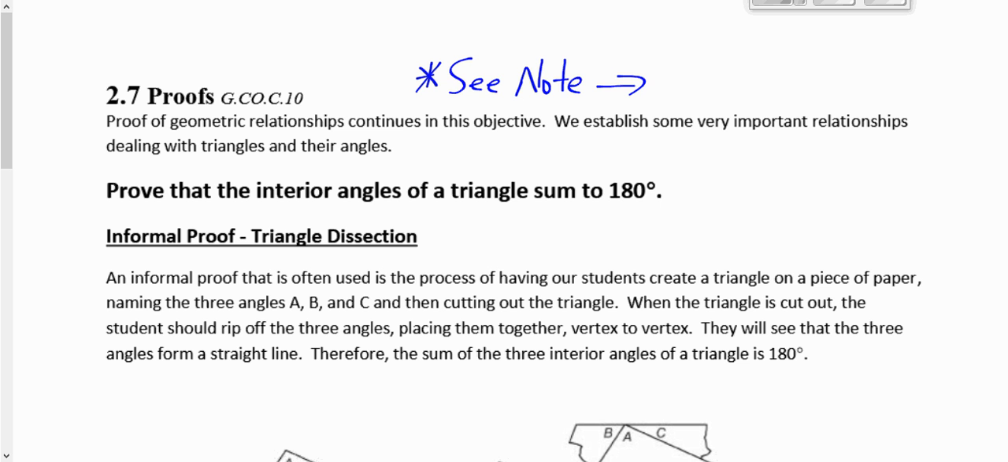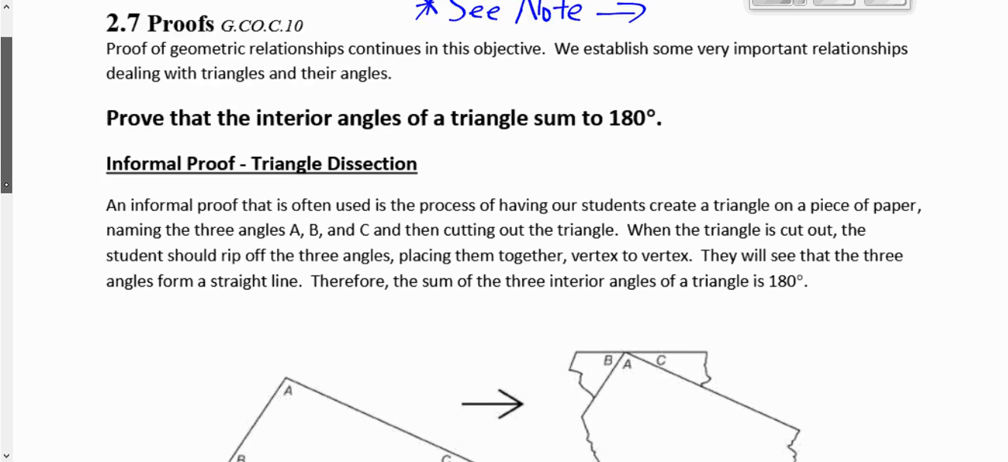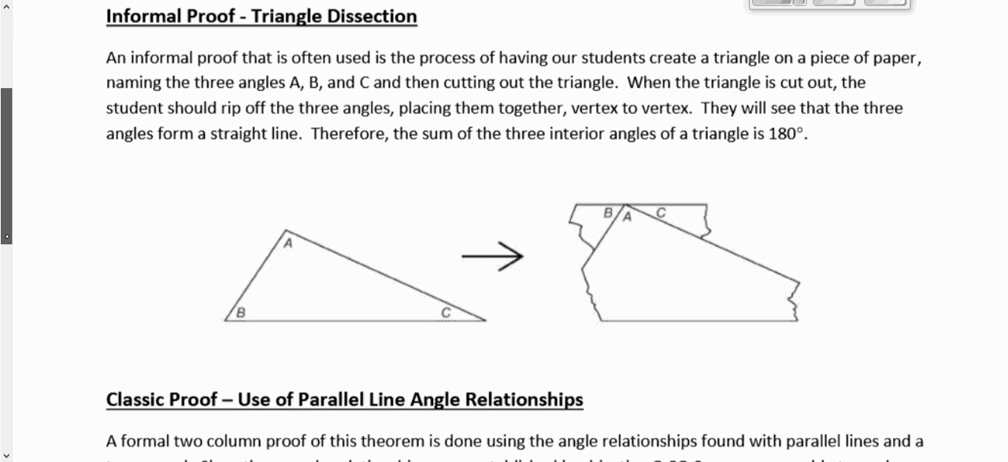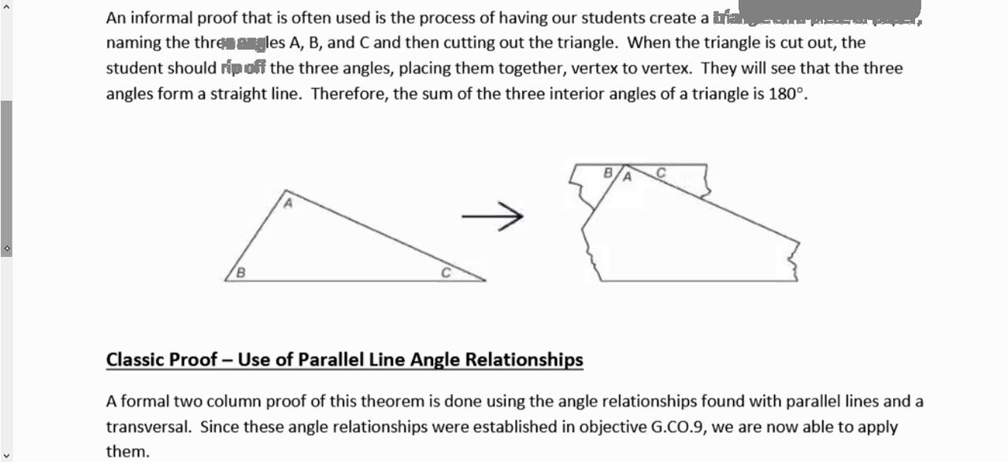So this is an informal proof, right? This isn't going to be statements and reasons. What we're going to do is use rigid transformations to prove informally that the angles of a triangle add to 180. I'm not going to hand out paper triangles. I don't do arts and crafts here. So I think you could all imagine holding a paper triangle on your desk, right?